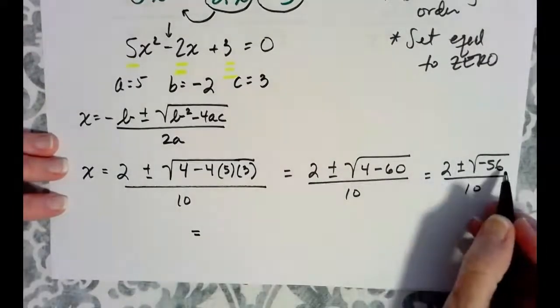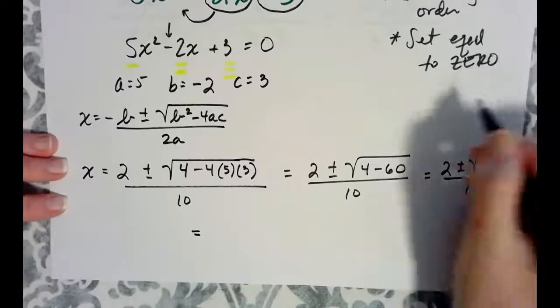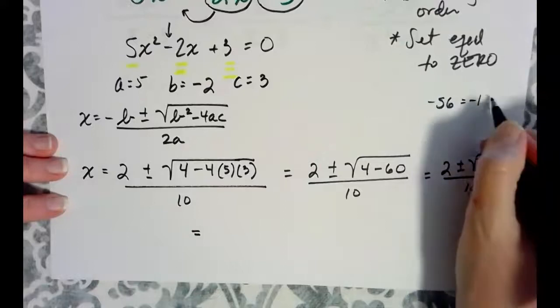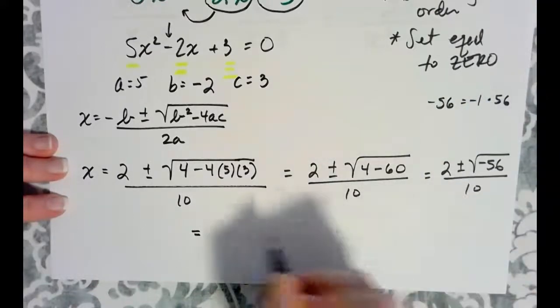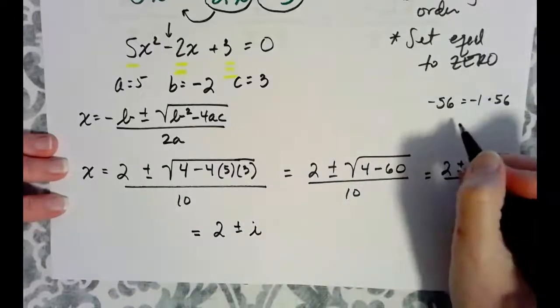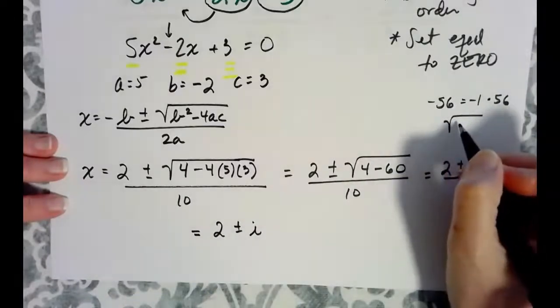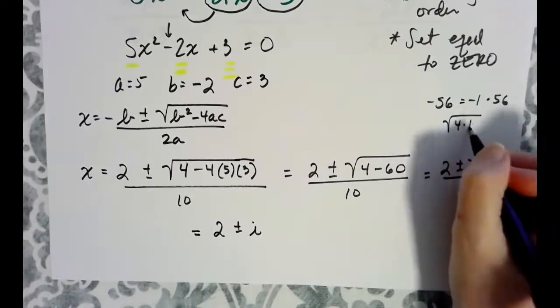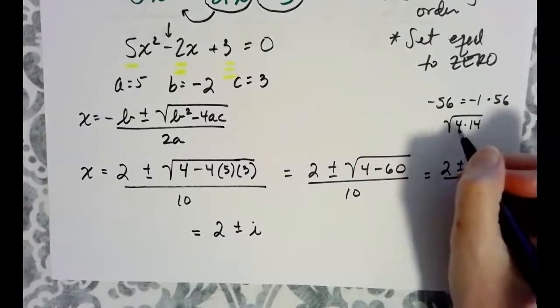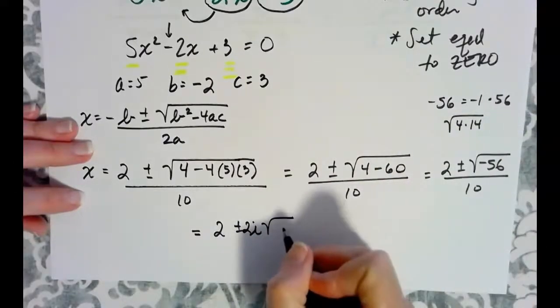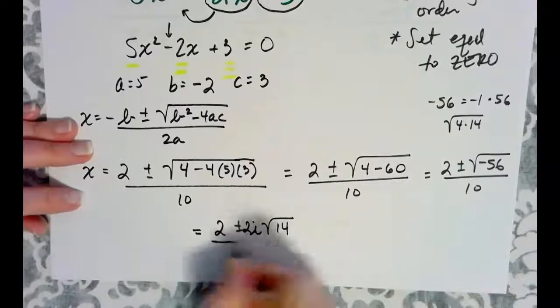So we're going to simplify the square root of -56. So -56, remember, is -1 times 56. That's why an i is going to come out. And then the square root of 56, 56 is 4 times 14. So 2 is going to come out, and 14 will stay under.